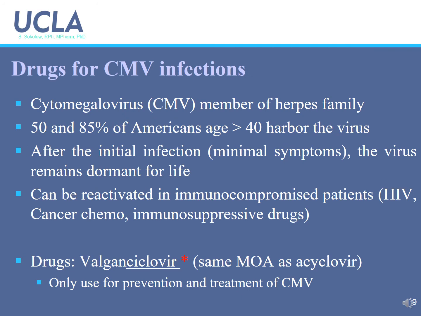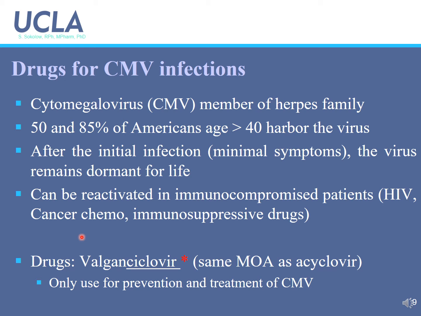So now let's talk about the treatment of cytomegalovirus infection. CMV, or cytomegalovirus, is also a member of the herpes family. In the US, 50 to 85% of adults age 40 and older carry the virus. What happens is after the initial infection, where sometimes you have barely any symptoms, the virus remains dormant for life. Same with the herpes simplex virus, especially HSV1, like the herpes labialis, the virus remains dormant, and then it can be triggered by different factors.